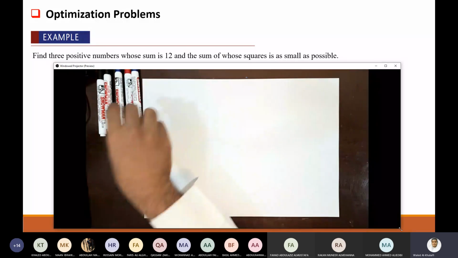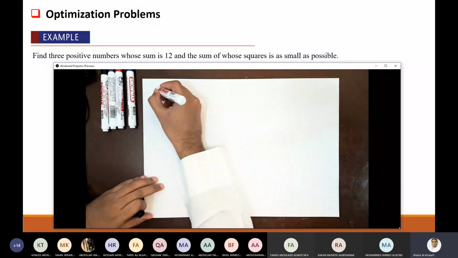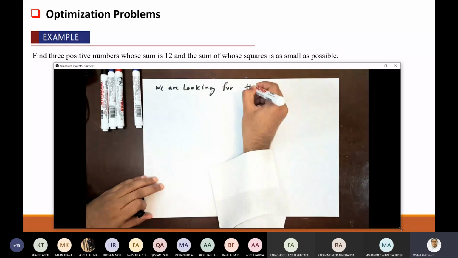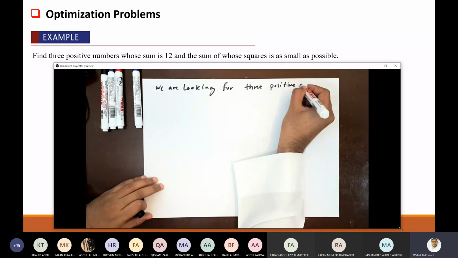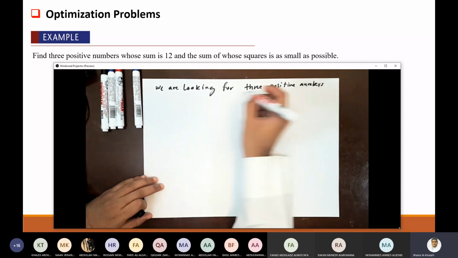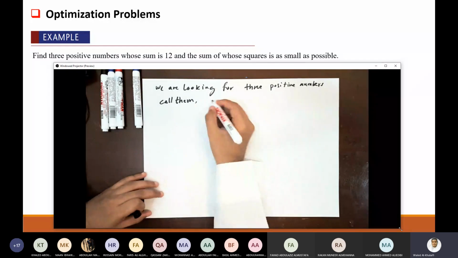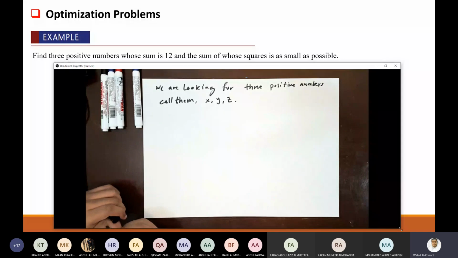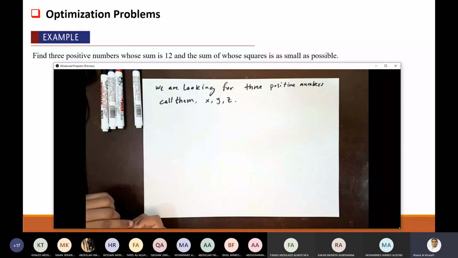Okay, let's solve this problem here. Bismillah. So we are looking for three numbers. Actually, in the question he said 3 positive numbers. To find the 3 positive numbers, call them, let's say they are different, x, y, z. So these are the numbers: number x, number y, or a, b, c if you want. Let's call them variables.